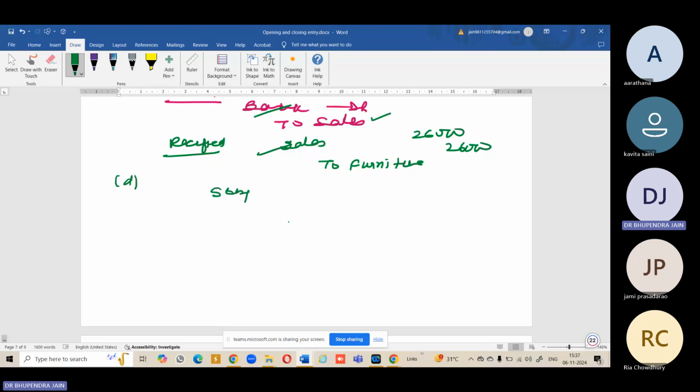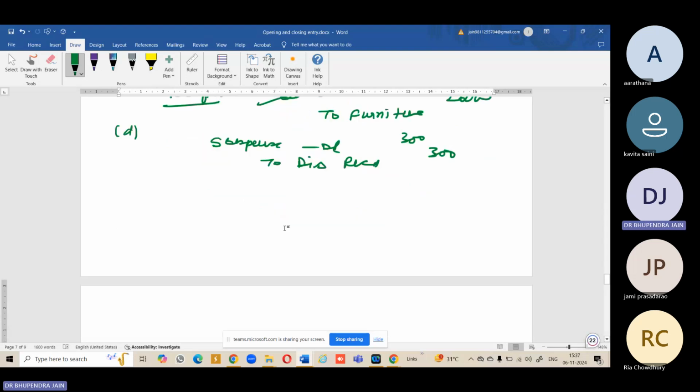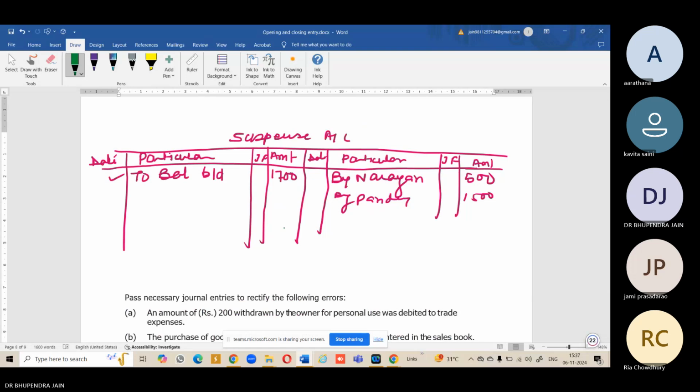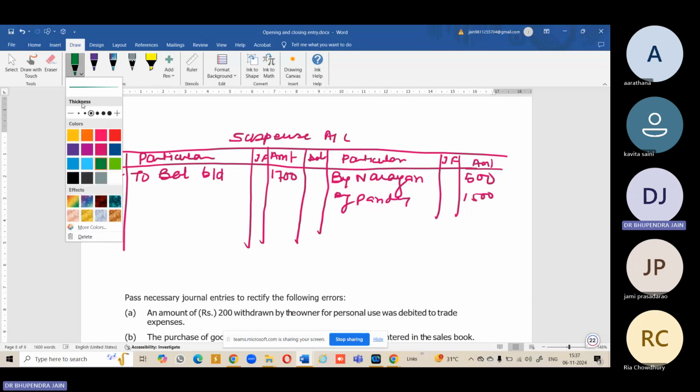Correct entry will be suspense account debit to discount received. If this is the discount allowed, discount paid, then the entry will be discount allowed account debit to suspense. Since the discount received balance is credit, that's why we have to pass the suspense account debit to discount received. Now transfer the entry, or the posting of the entry, in the suspense account.